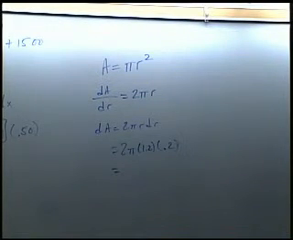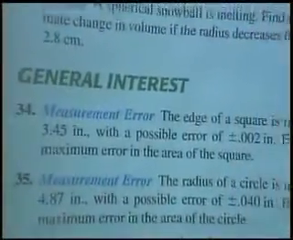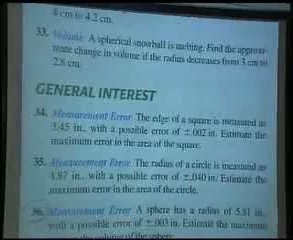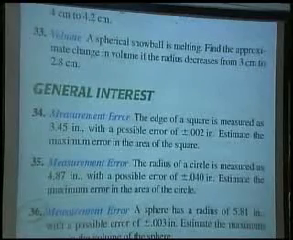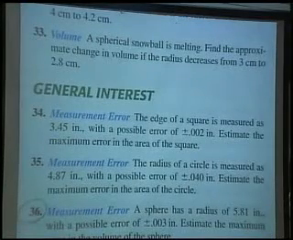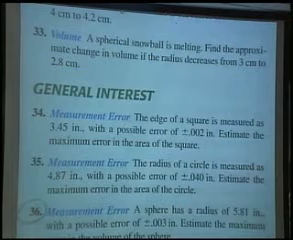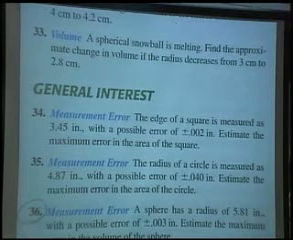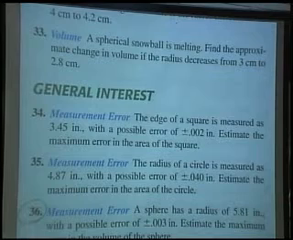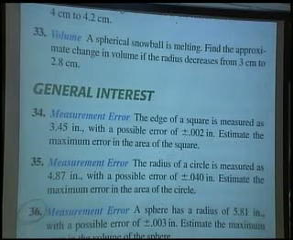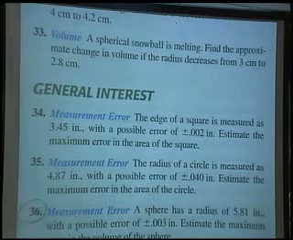Okay, let's look at 34. It says the edge of a square is measured at 3.45 with a possible error of plus or minus 0.002. Estimate the maximum error in the area of the square.